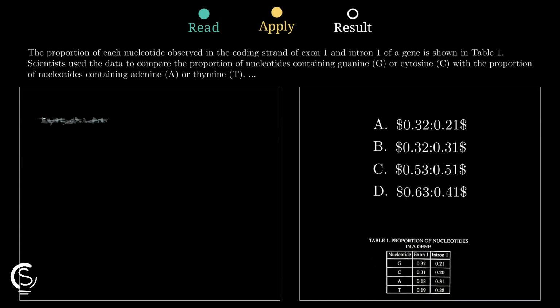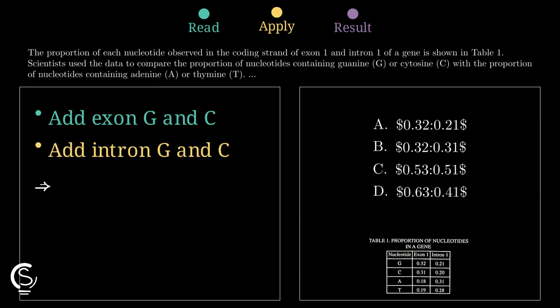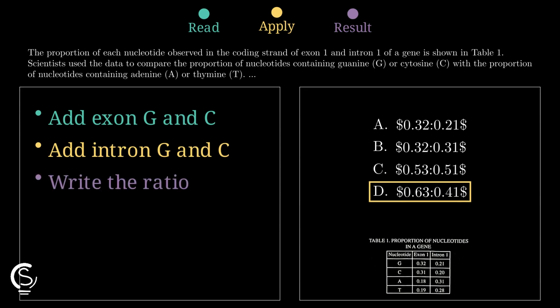Next, do the exact same move for intron 1. Add the intron G proportion and the intron C proportion, and you get a combined GC proportion of 0.41. Now write the comparison exactly as exon to intron, 0.63 to 0.41. Check the options, and that ratio matches option D.